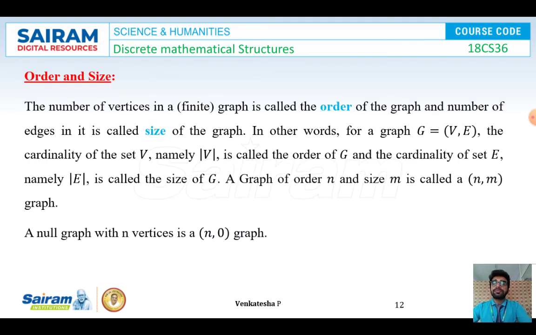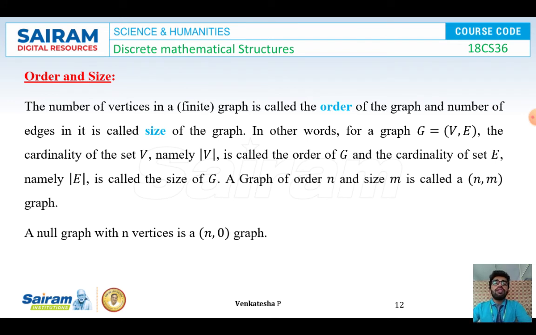Next one, order and size of the graph. Like how to identify the order of the graph and the size of the graph. For example, the number of vertices in a finite graph is called the order of the graph. For a graph consisting of 6 vertices, the order of the graph is equal to 6. Now the number of edges in a finite graph is called the size of the graph. To find the size of a graph: if the graph has 6 edges, the size of that graph is equal to 6.